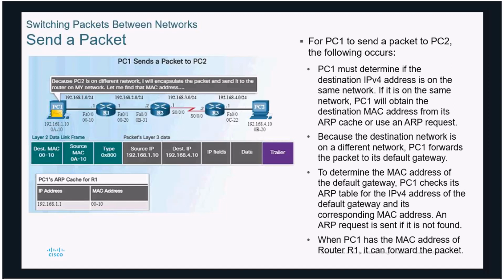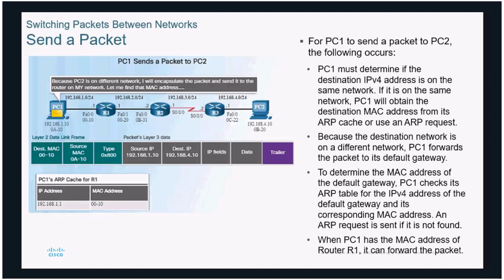Because the destination is on a different network, it goes, oh, hang on a minute, it's not on my network. A switch is not going to do much for me right now, so I'm going to go to my default gateway. That's my kind of last resort. The default gateway is the router, and it forwards the packet there.